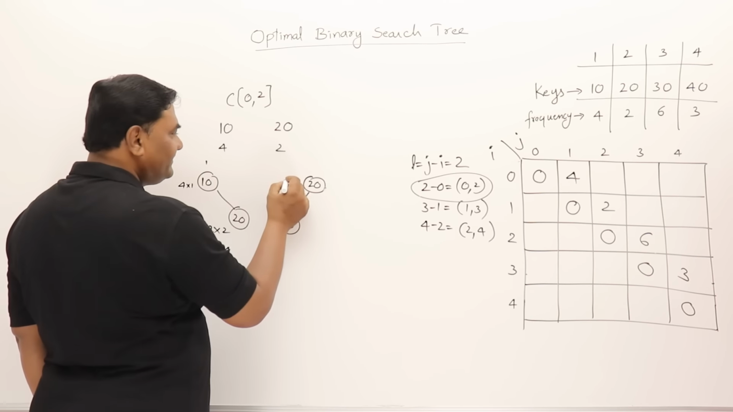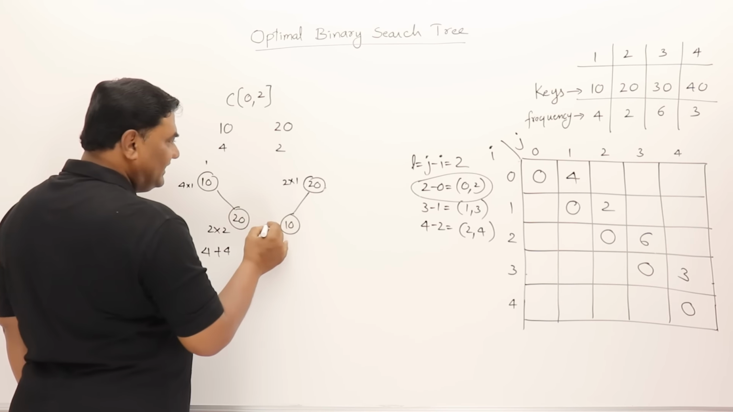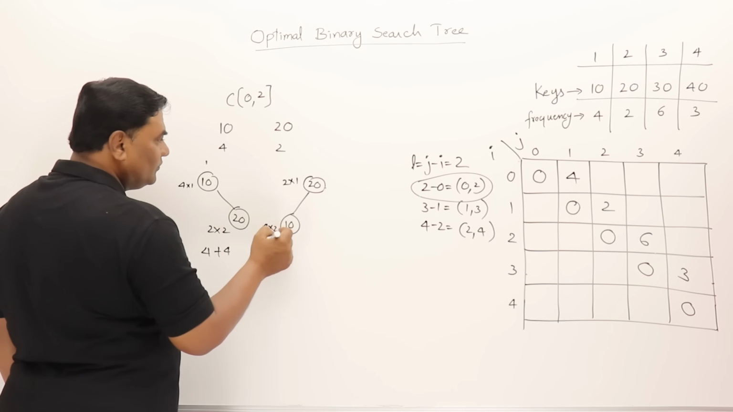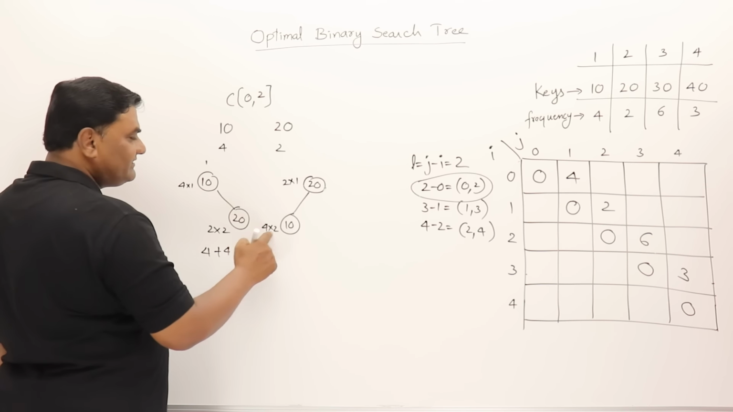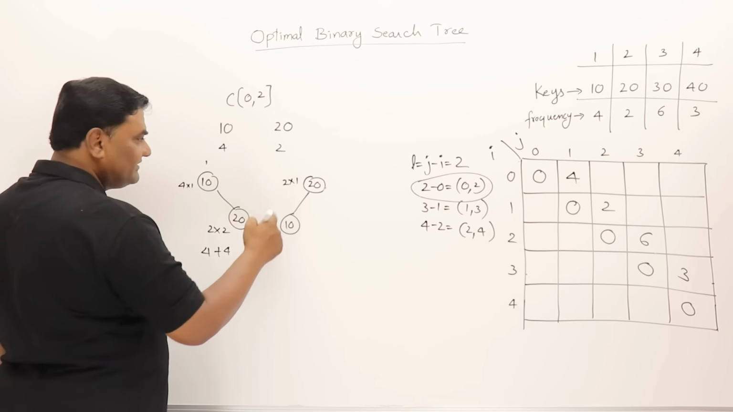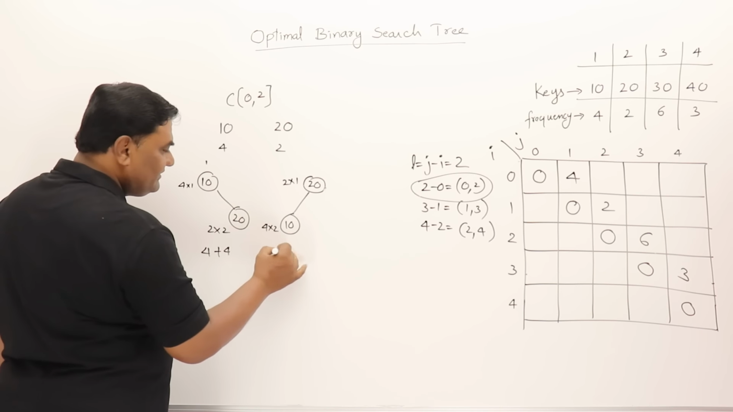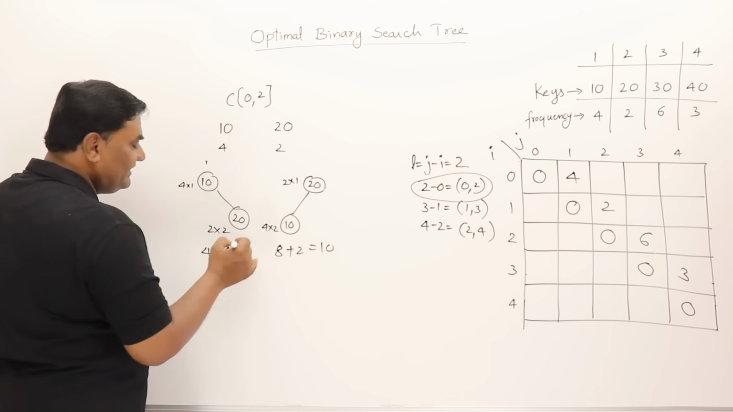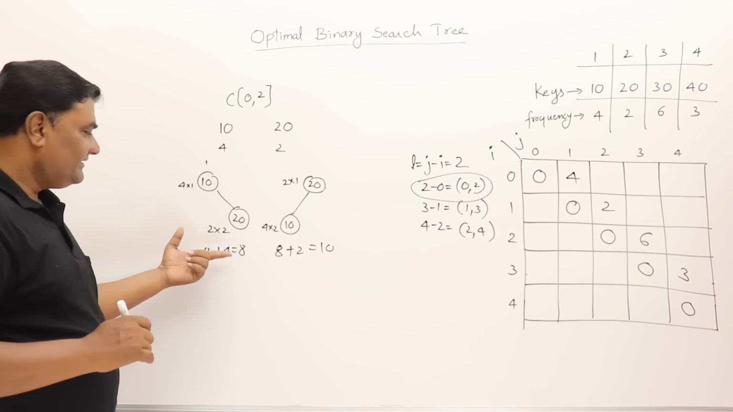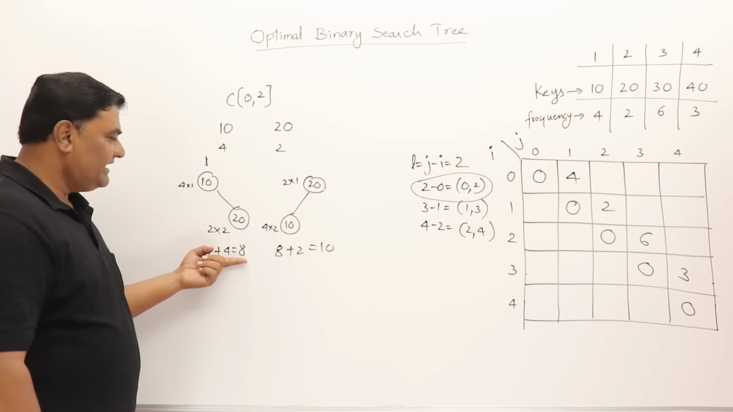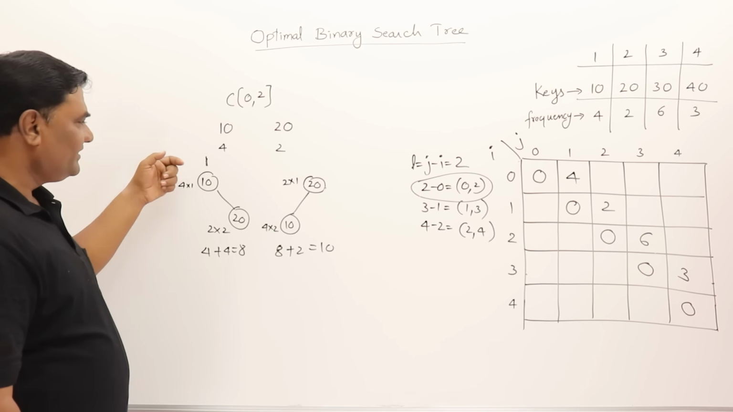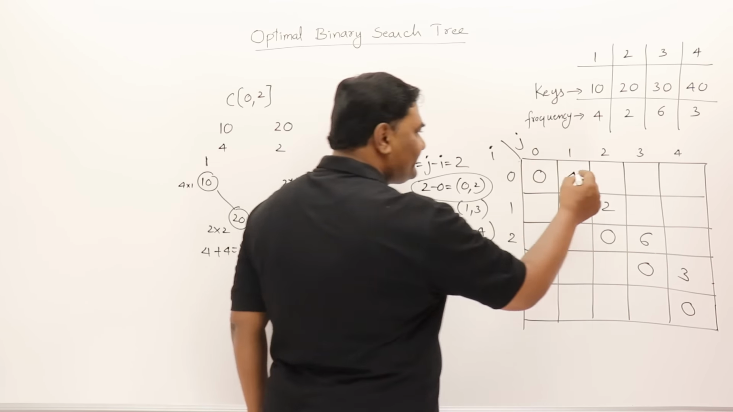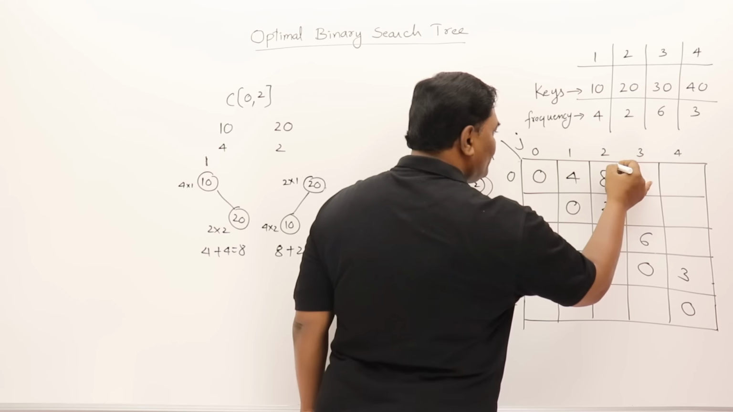And this is 2 into 1 and this is 4 into 2. So one comparison required for this and two comparisons required for this. So this is how much? 8 plus 2. So this is giving 10 and this is giving 8. So which one is minimum? This one is minimum. Minimum cost is 8 and which key is forming a root? 1. So I will fill up this value 8 and the root is 1.